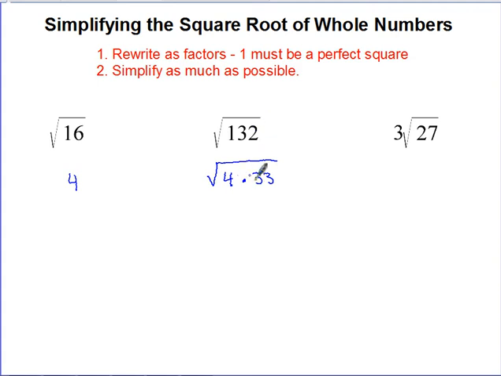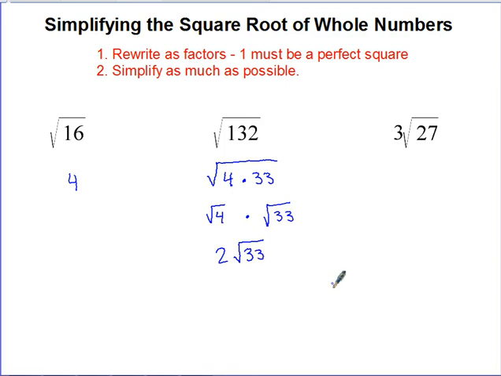Whenever I have multiplication inside a square root, I can break it apart. So this is the square root of 4 times the square root of 33. I broke 132 apart into two separate factors, and one of them is a perfect square. Then all I'm going to do is simplify as much as I can. So the square root of 4 is 2, and the square root of 33, I'm going to leave as the square root of 33.